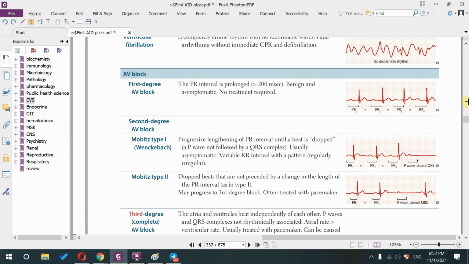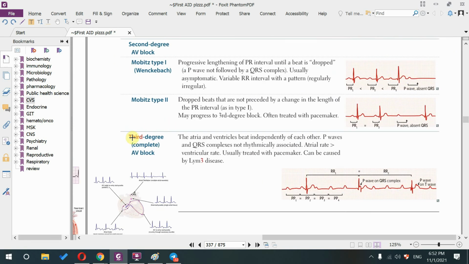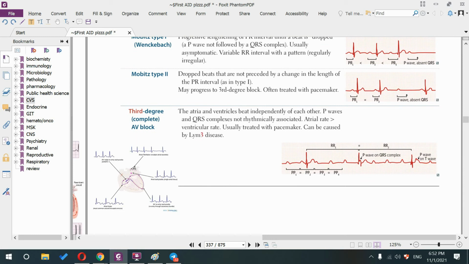So we have the following. We have the third degree heart block. The third degree heart block is when the atria and the ventricles beat independently from each other. So the P wave and the QRS complex are not rhythmically associated, which means that the P wave does not always precede the QRS complex. It does not have to. The P waves and QRS complexes are not related to each other.